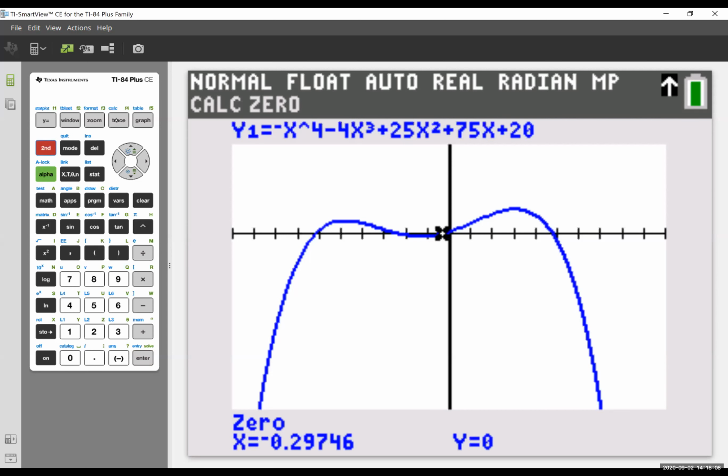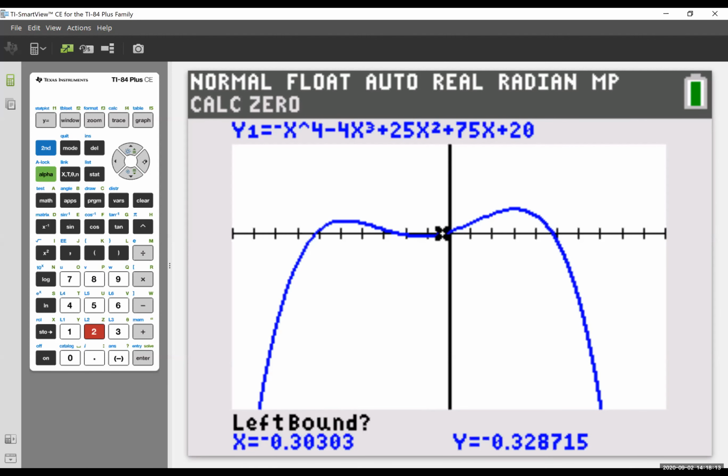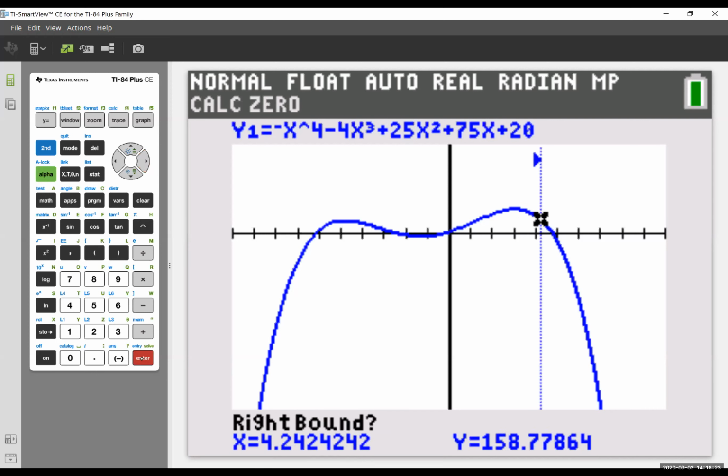One more time. Second, trace. We're going to calculate that last x-intercept. It's way over here, so we're going to move over. Pretty good. We got our left bound. Press enter. Now we get our right bound. I'm getting a little ahead of myself. Press enter, and we have it. So we should have about 4.76.